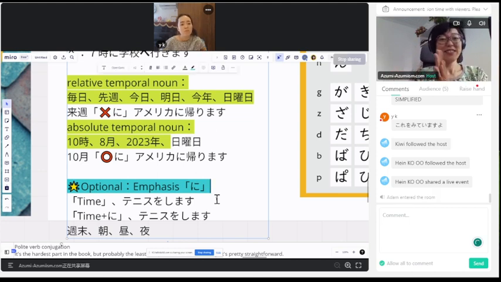Here's the thing. 毎日テニスをします。今日テニスをします。明日テニスをします。Then, do you need any particle to emphasize 今日, 明日, 毎日? No, I don't. 毎日、先週、今日、明日、今年. Even if you want to emphasize, you don't use ni, right? Yeah, you don't use ni. But 日曜日 is one of them. In order to emphasize, we put ni. That's the difference. But otherwise, I usually don't put ni, if I don't need to emphasize the time.